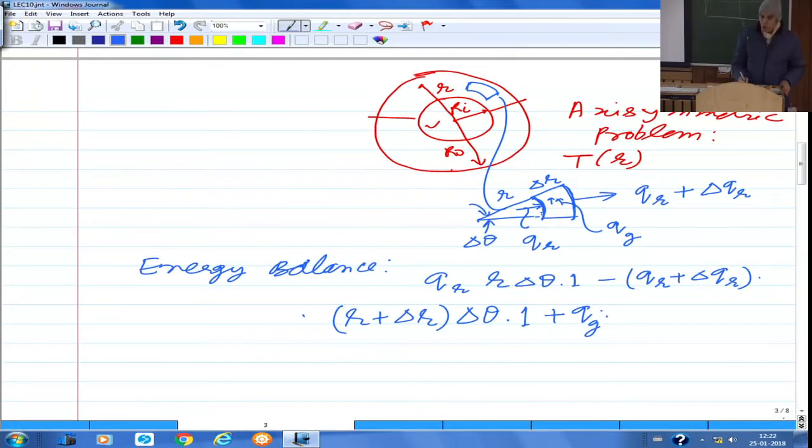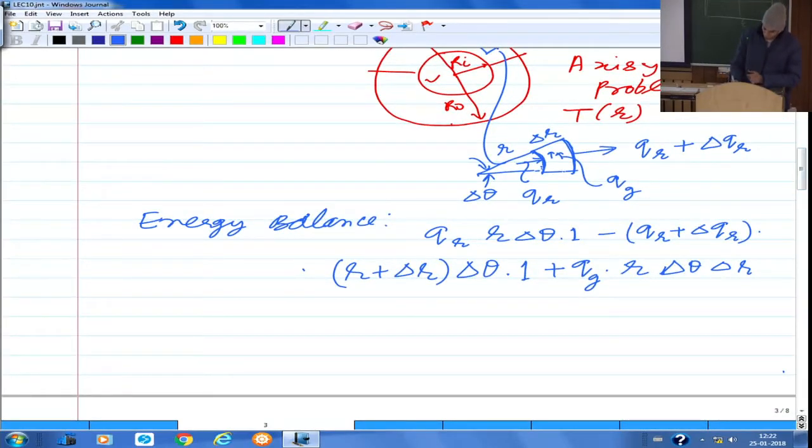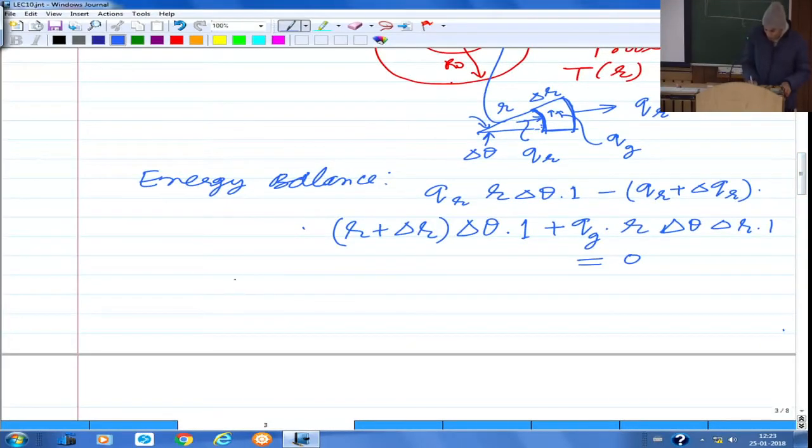q_z into volume. The volume I can now write as r into delta theta into delta r. Of course you can always write that as r plus delta r by 2, but that finally will cancel out in the equation. So I am taking the average volume as r delta theta, this circumference, into delta r, into 1, that is along the z direction, is equal to 0. So this is your energy balance, right?